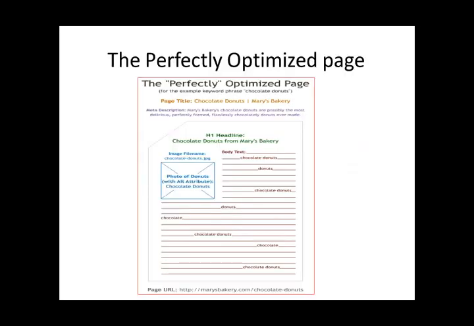So this is what a perfectly optimized page would look like when we perfectly code it in terms of title, H1, making certain targeted keywords in the content bold, and putting the right file name and alt text. Let's start from the very beginning. We can see the page title is Chocolate Donuts, and the brand is Mary's Bakery.